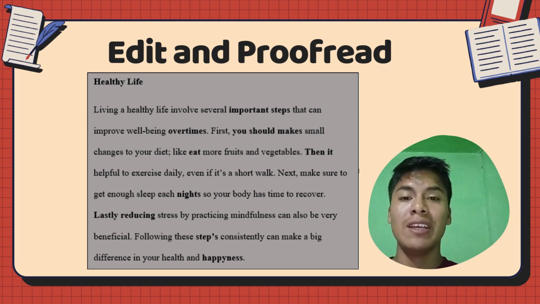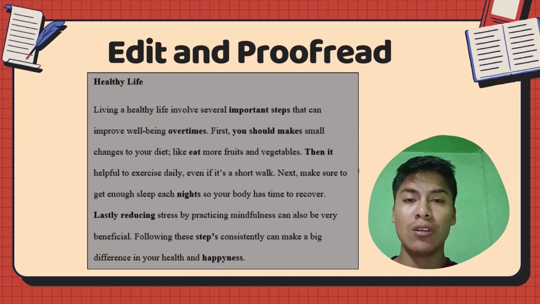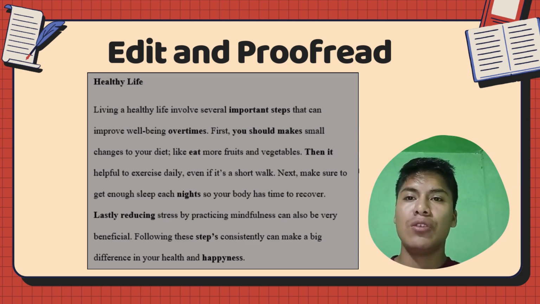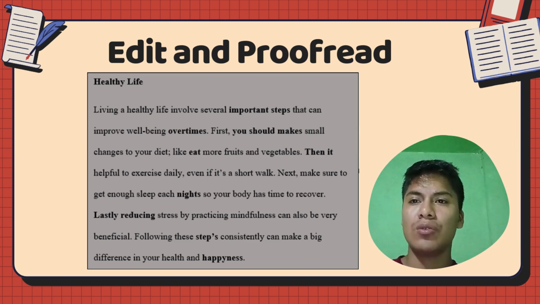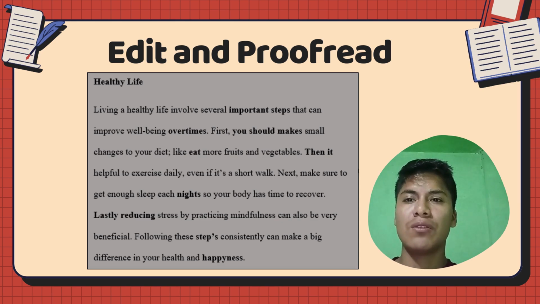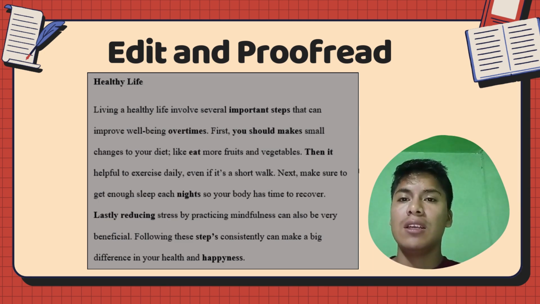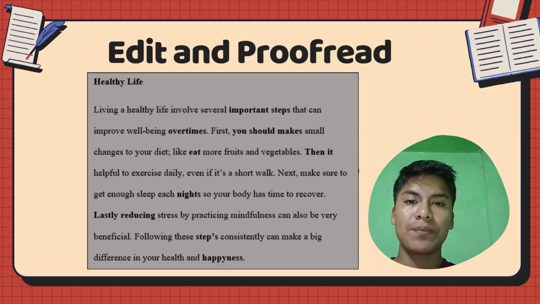First, you should make. Okay, it's make, just make, not with S, because we are talking about you. You should make small changes to your diet, such as eat more fruits and vegetables. The best word that fits here is such as, because we are exemplifying more than two words. Then it helpful. Okay, here the to be verb is missing because it is it's. Then it's helpful to exercise daily, even if it's a short walk.